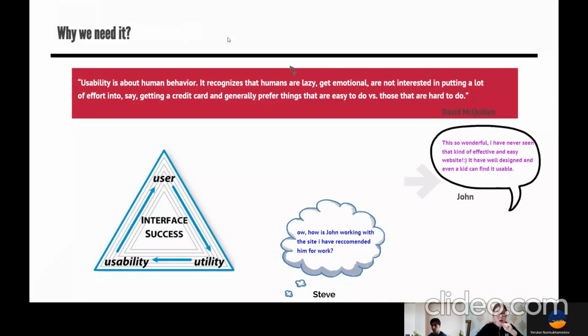Also, why do we need it in our daily life? Actually, we know that it's human behavior to behave like a lazy man, to choose only the easiest, simplest way to do some hard work or study. So we are using usability. For us, it only makes our lives easier and lighter than doing hard work and so on. For interface success, there are three things: user, usability, and utility. Utility means availability, effectiveness, and so on.